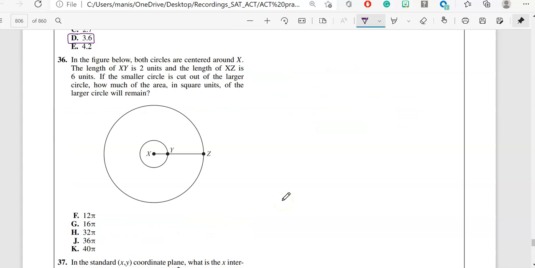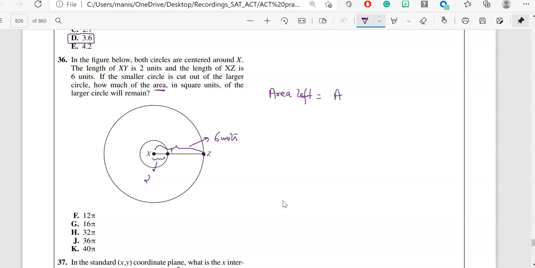Question number 36. In the figure below, both circles are centered around X. The length of XY is 2 units. This is my XY, which is 2 units. And the length of XZ is 6 units. So the length of XZ, this part, this is my 6 units. If the smaller circle is cut out of the larger circle, how much of the area in square units of the larger circle will remain? So area left will be equal to what?